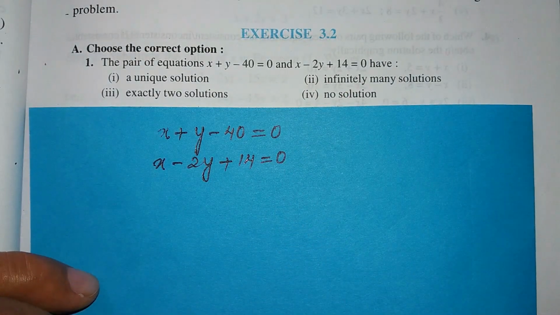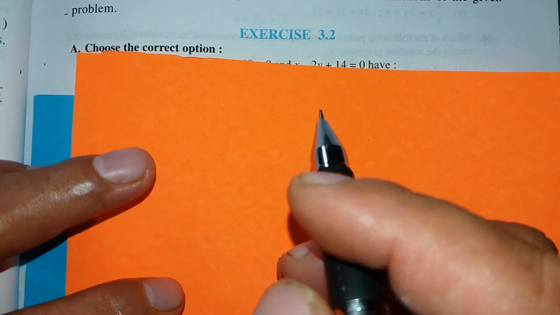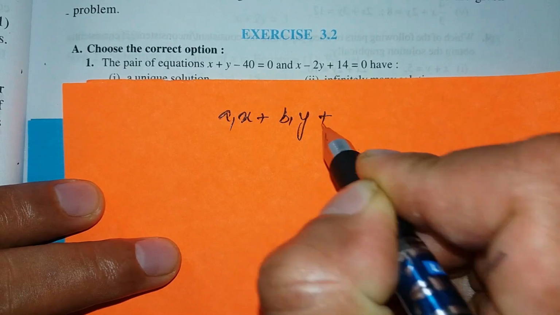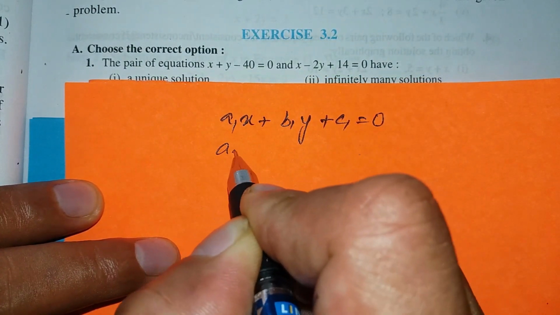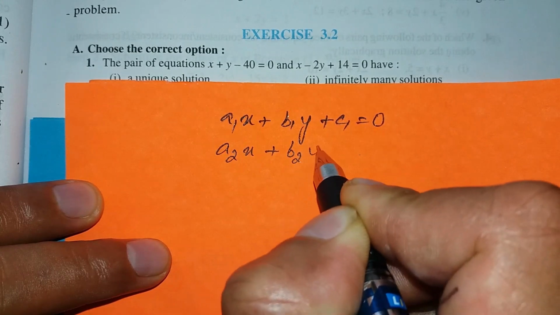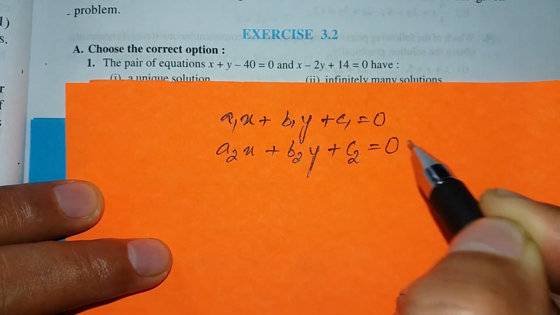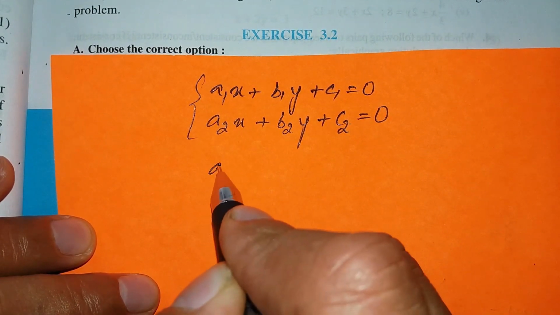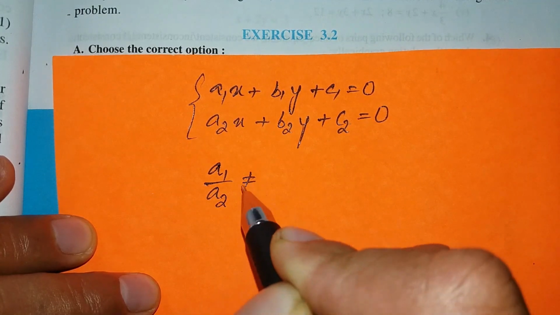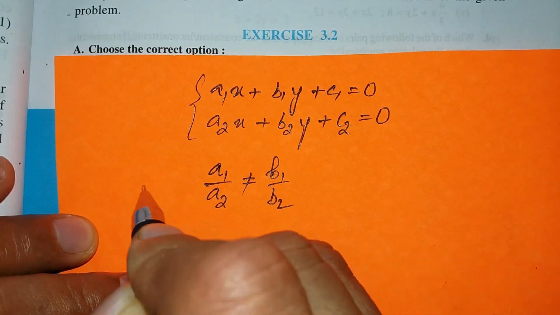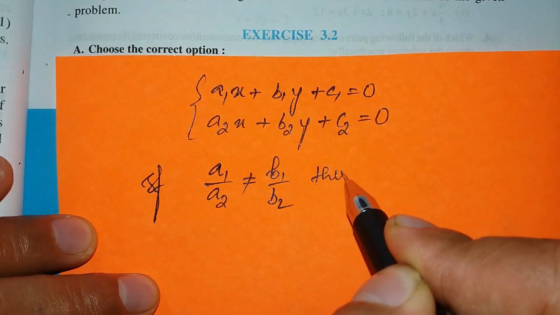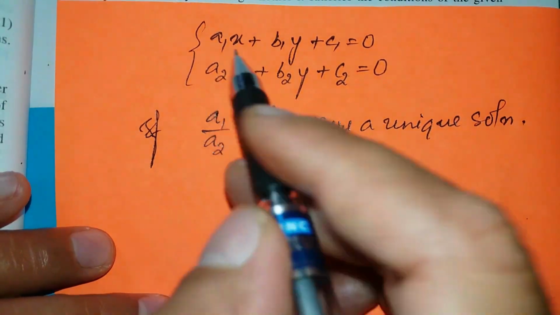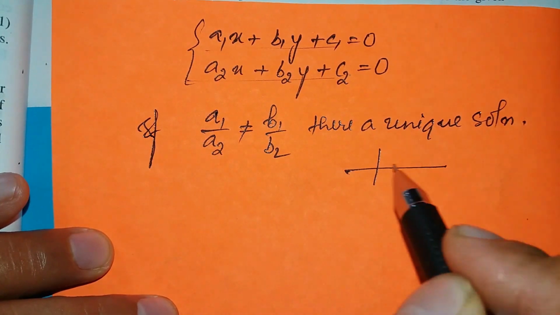Now let us recall that for a system of linear equations a1x plus b1y plus c1 equal to 0, and a2x plus b2y plus c2 is equal to 0, there is a unique solution if a1 by a2 is not equal to b1 by b2. If we draw the graph of these two equations, then we will get intersecting lines.